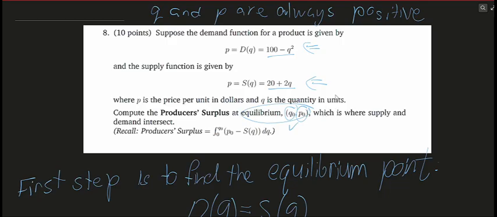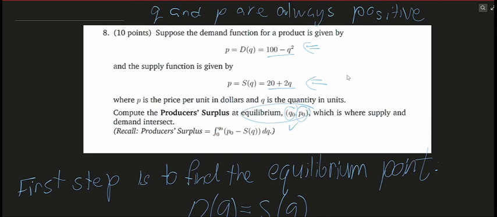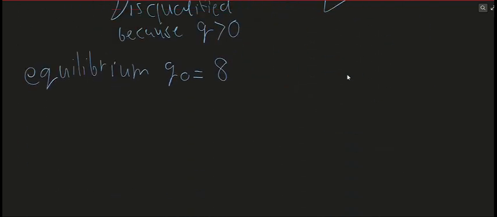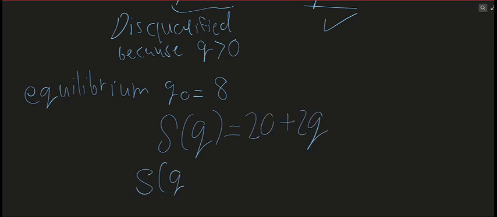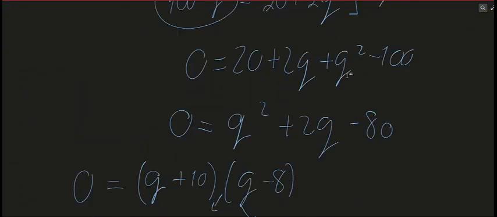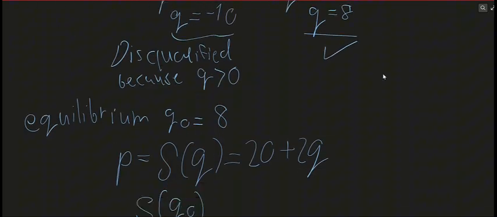So let's plug into the S function just because it's simpler. S of Q is equal to 20 plus 2Q. So S of Q sub 0, remember, the full name of this little guy is P equals S of Q. This thing is right here. That's P equals, because you plug in the Q and it spits out the P.